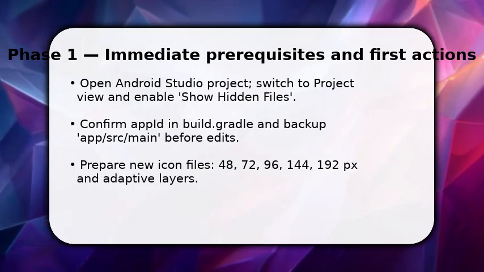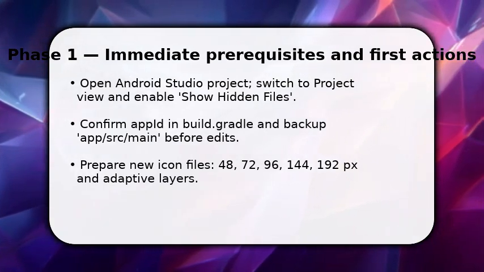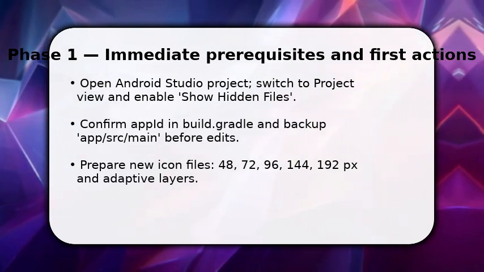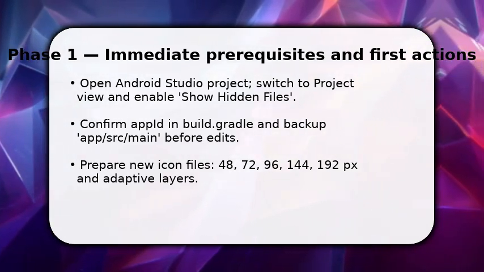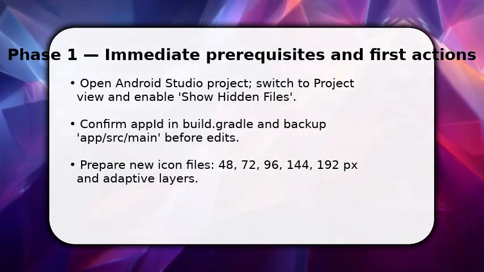You start by preparing the project and locating the exact resources you will change. Open Android Studio, switch to Project View, and reveal hidden files so you can access manifests and resource folders. Make a quick backup of app/src/main. This saves time if something breaks.